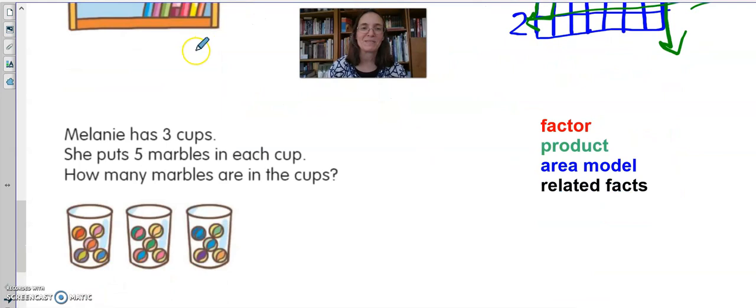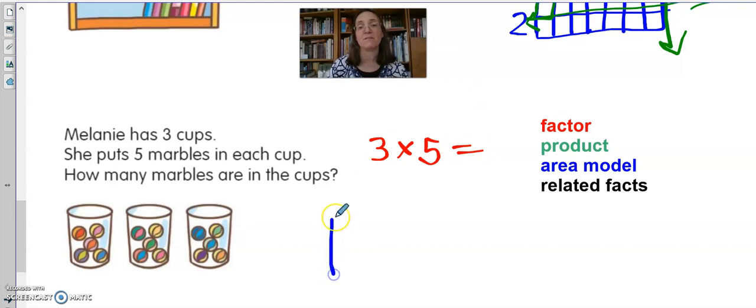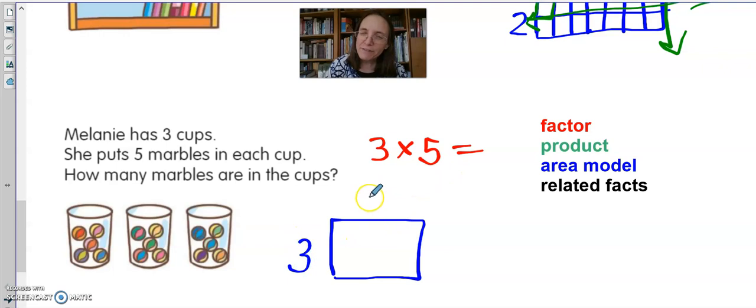Melanie has 3 cups. She puts 5 marbles in each cup. How many marbles are in the cups? All right, my factors here are 3, that's the number of groups, and 5, because that's the number in each group, or the number per group, as we sometimes like to say. Now, to get to my product, to help me out, I'm going to go ahead and draw an area model of this. So I'm going to start with my rectangle, and I'm going to put 3, which is my smaller factor, on the smaller side. I'm going to put 5 on the longer side there.